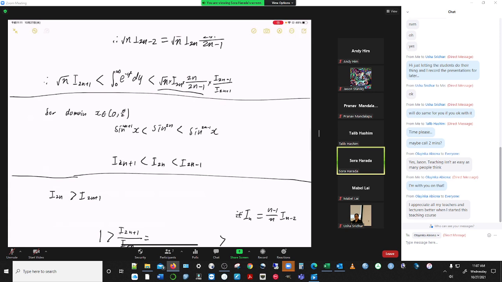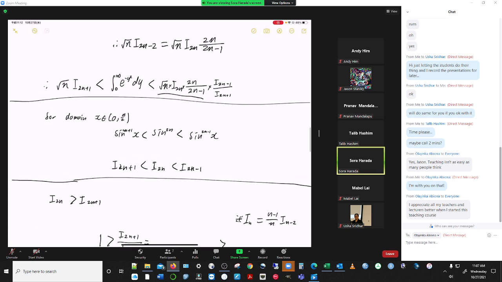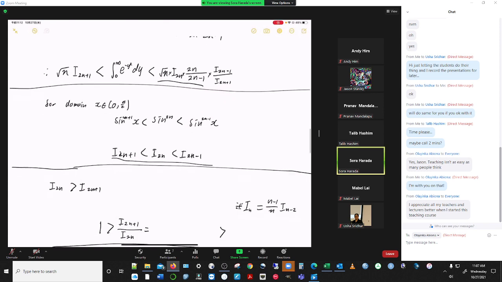What I'm showing here is that if the domain is 0 to pi on 2, then the range would be 0 to 1. So basically it means that multiplying sine x by powering it by a larger number in sine x would get a smaller result, because that's in the range of 0 to 1. So integrating with that would obviously have the same inequality. So I2n plus 1 is strictly greater. That inequality would make sense.